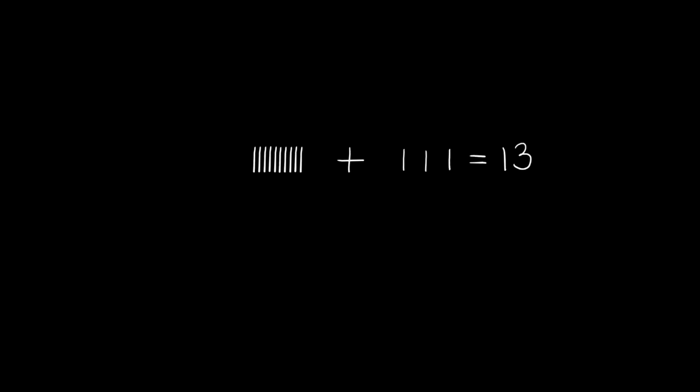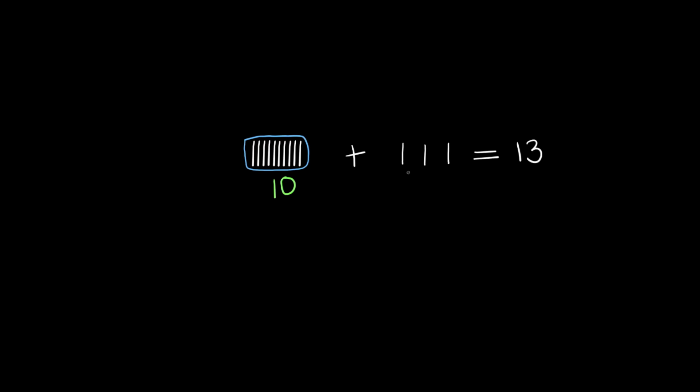Counting one by one works, but it's really slow. Let's try it a different way by grouping the numbers. So here we have the same problem again, but now let's group the first set of sticks. Now we have a group of sticks which we know has 10 sticks. And now how many sticks do we have in total? We know this bundle of sticks has 10, so 11, 12, 13. Still the same answer, but a lot faster.